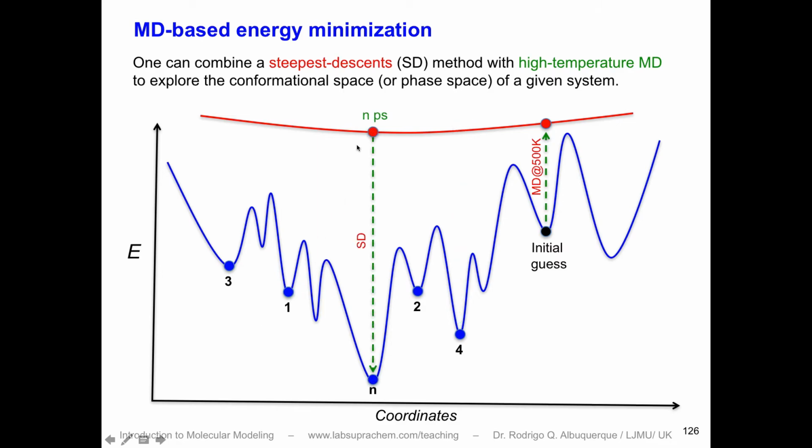Eventually, we could get the absolute minimum. This is not guaranteed. It's very difficult to get an absolute minimum. But for sure, you can generate a series of local minima, which are very useful to explore your conformational space or phase space.